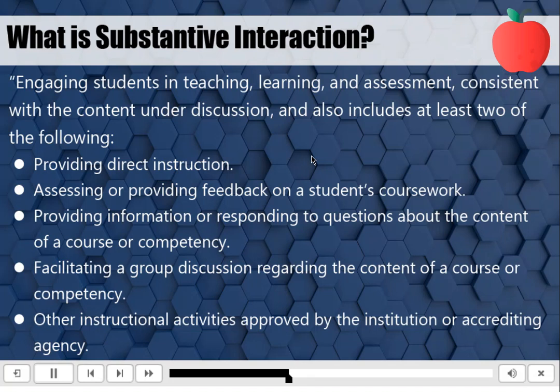So again, the big thing here is content of the course. It is substantive. It is providing direct instruction. It is providing information to the learner about the content of the course.